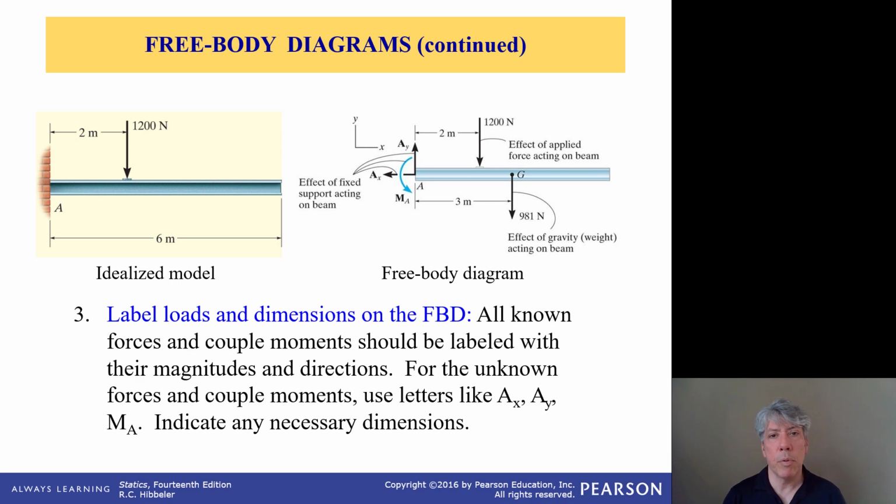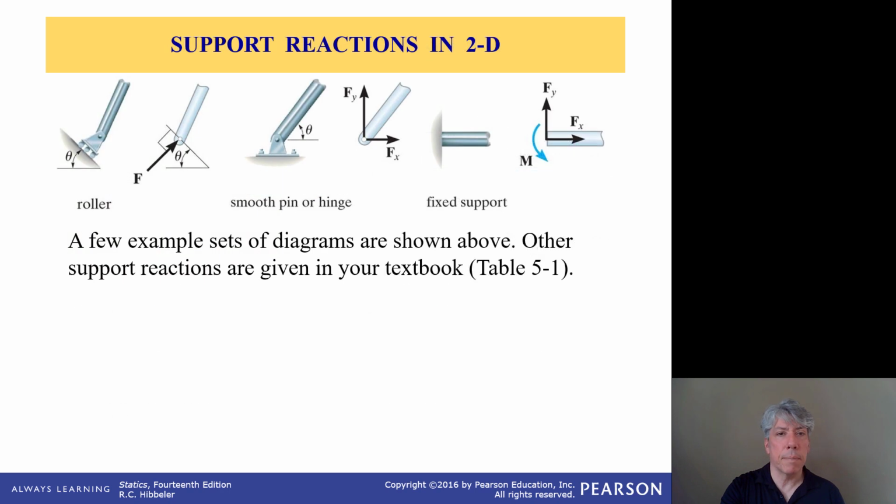For example, at point A, AX and AY were used to indicate the force at A on the body in the horizontal and vertical directions. And then MA is the moment at A. Since we're working with a two-dimensional problem here, the moment at A is the only moment to consider because it's the moment that would come out of the plane. We wouldn't have any in-plane moment components to consider.